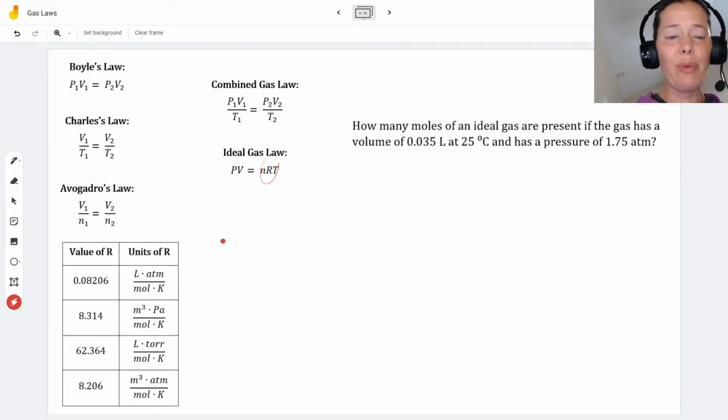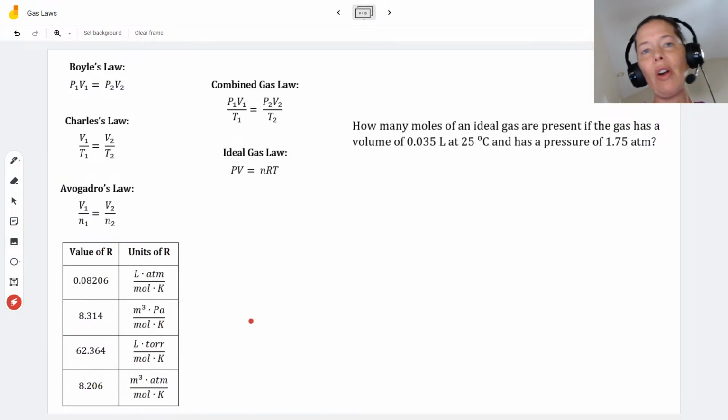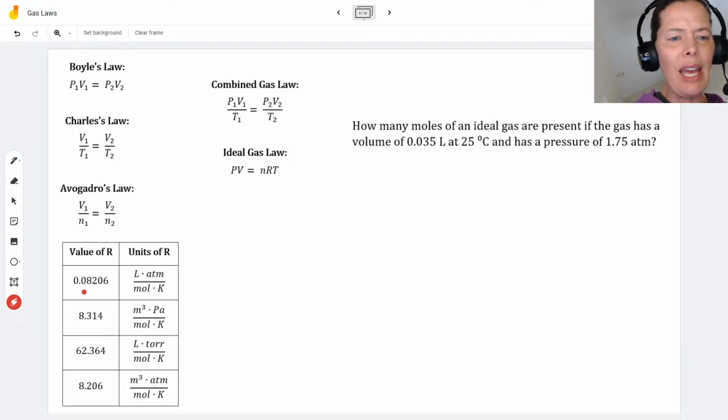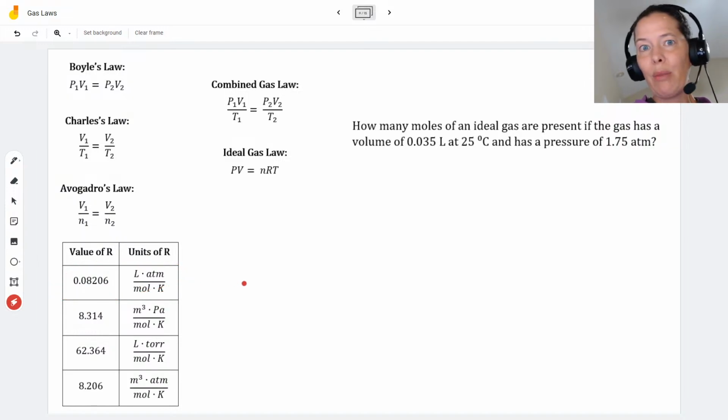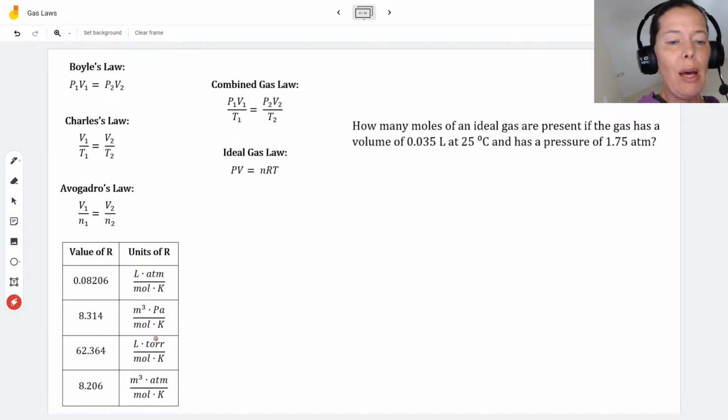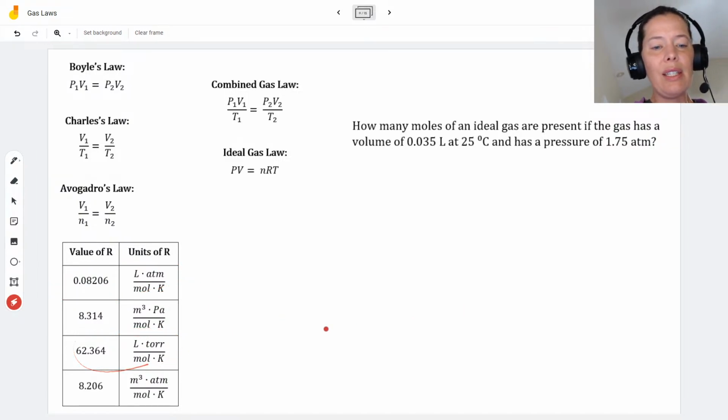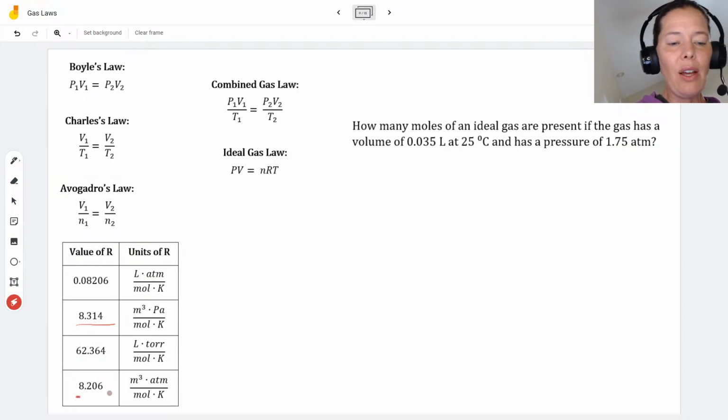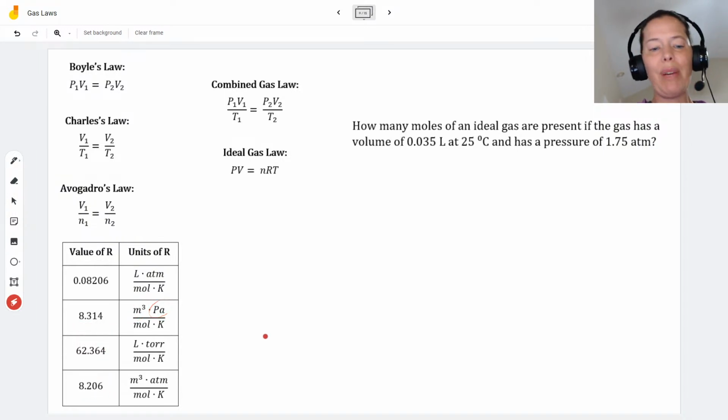But you can see R is right here, and these are 4 different values of R. There are so many more values of R, but these are the most common. And honestly, I would say this first one is absolutely the most common. You'll probably use that the most. But this value down here, this 62, this is liter torr. You will also see this one pop up fairly frequently as well. These other two, again, you do see out there, but this is meters cubed and pressure in Pascal. So you see that a little less often.